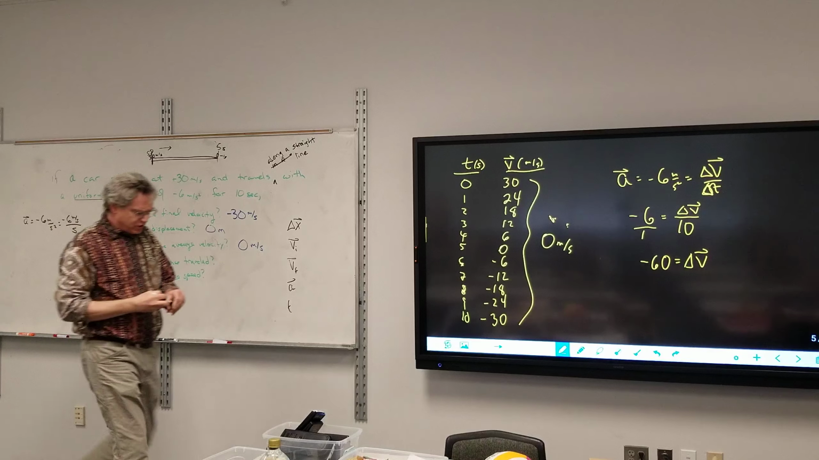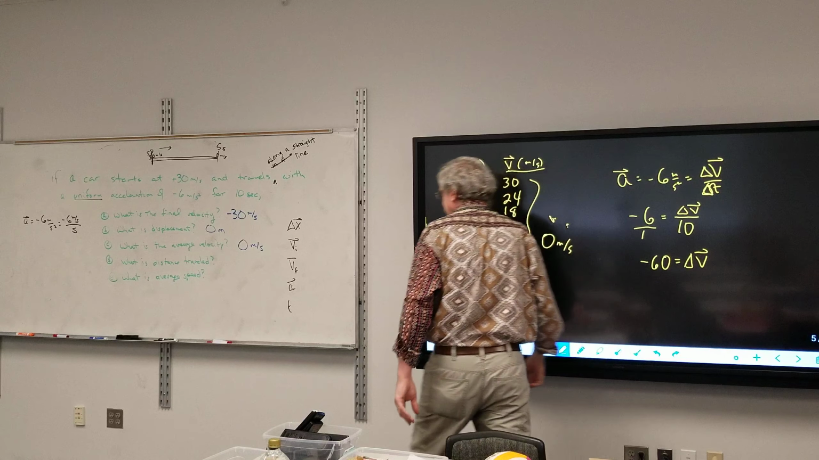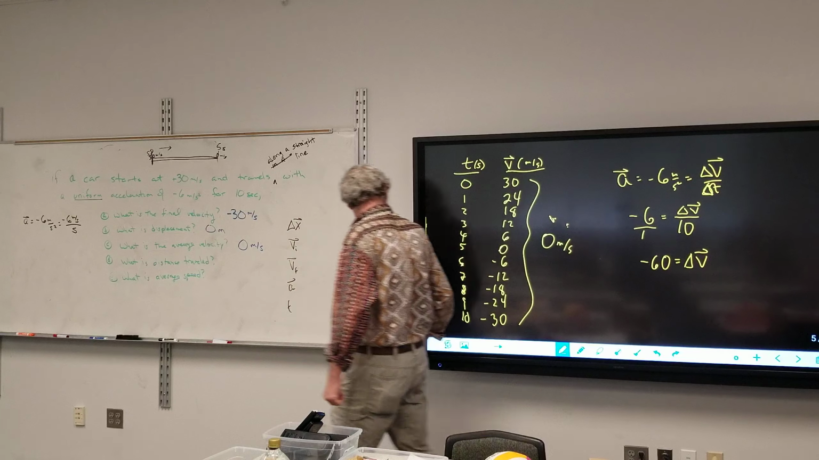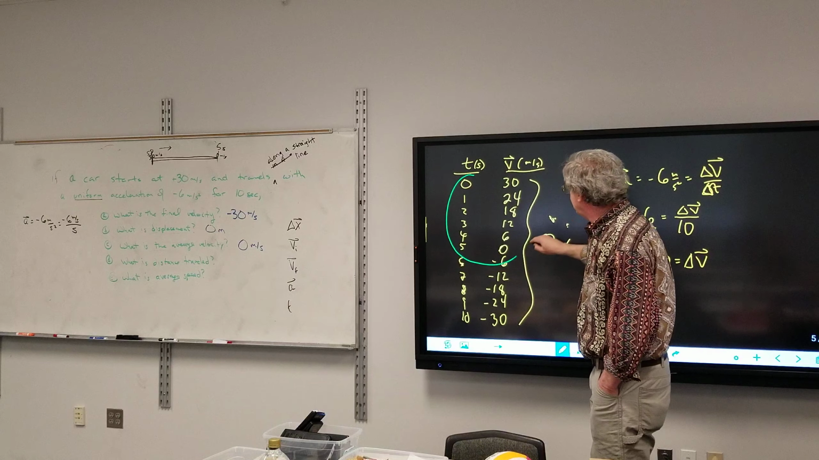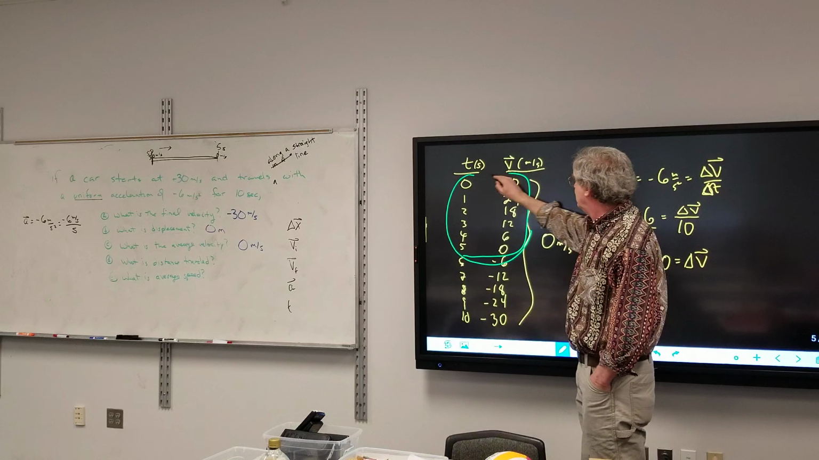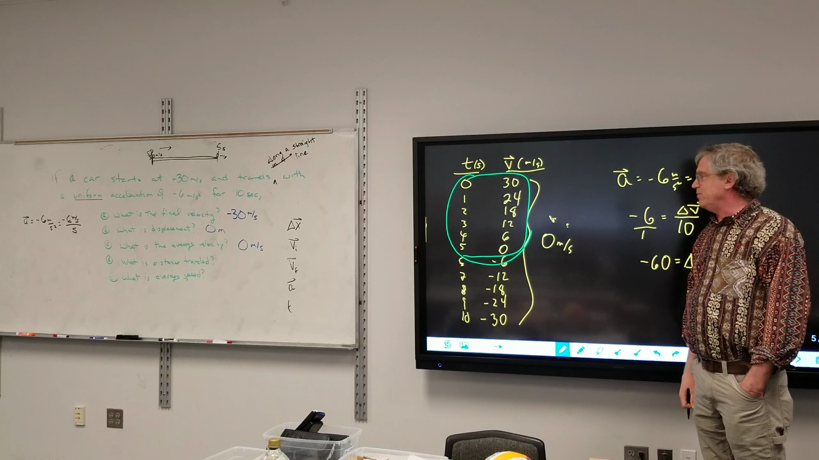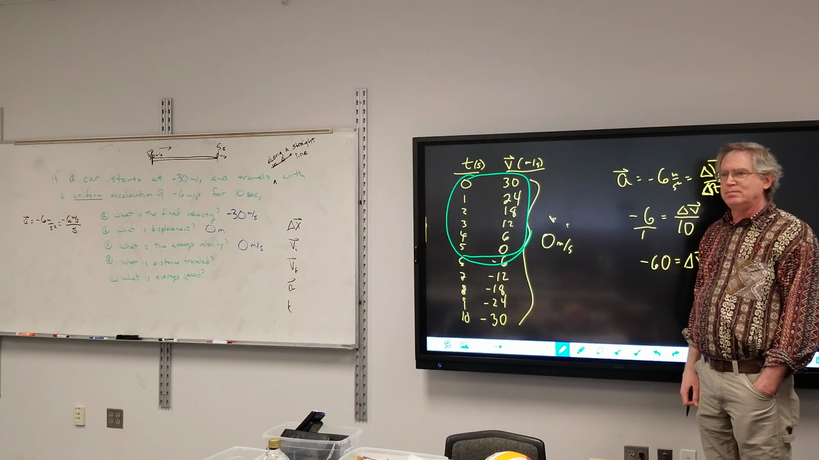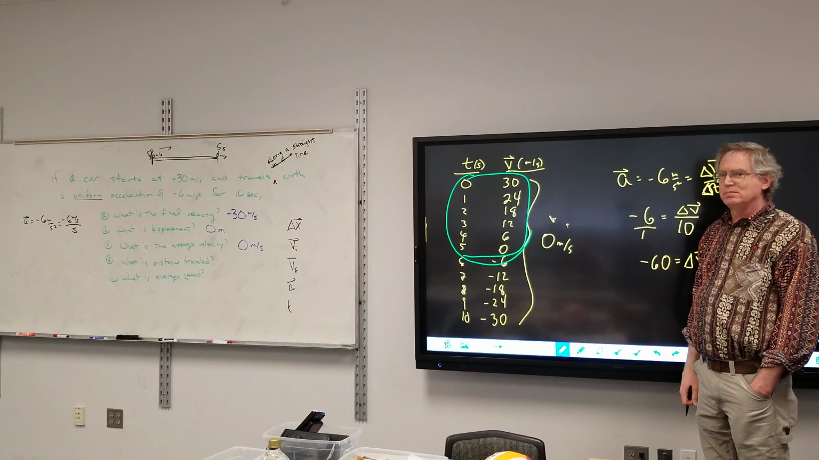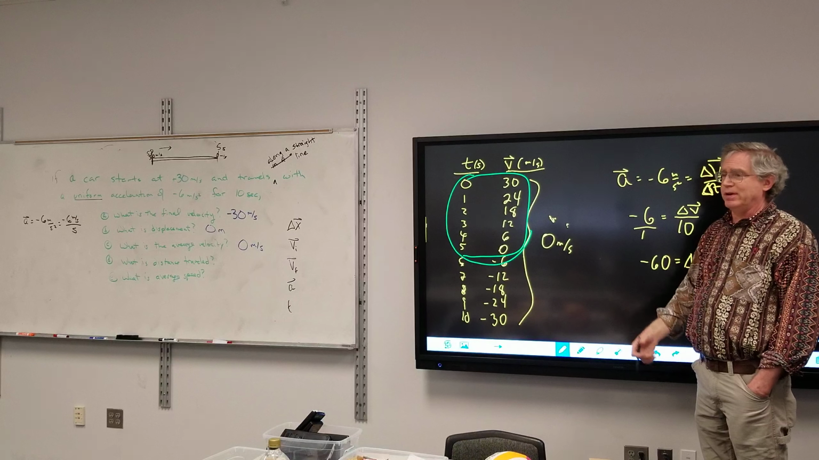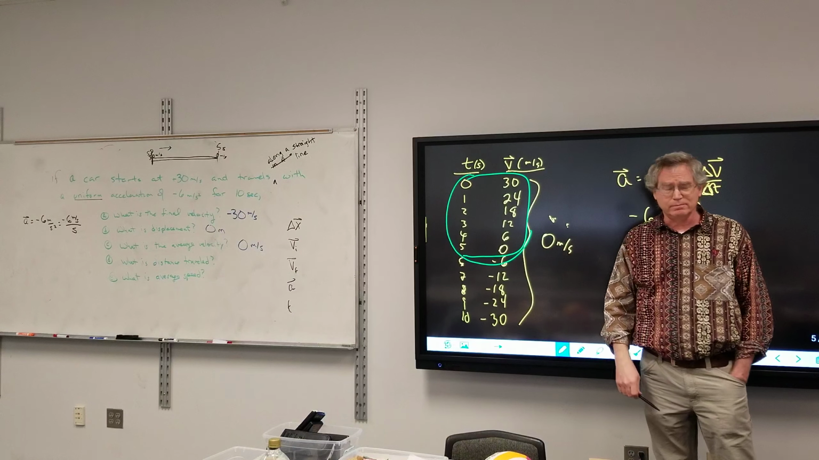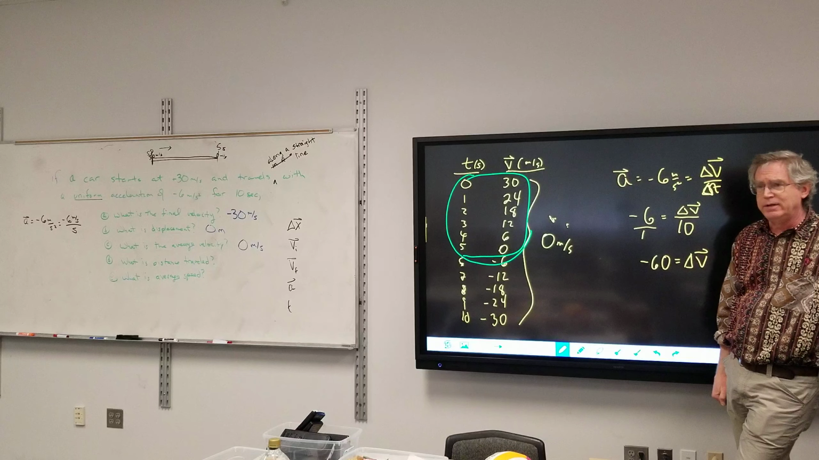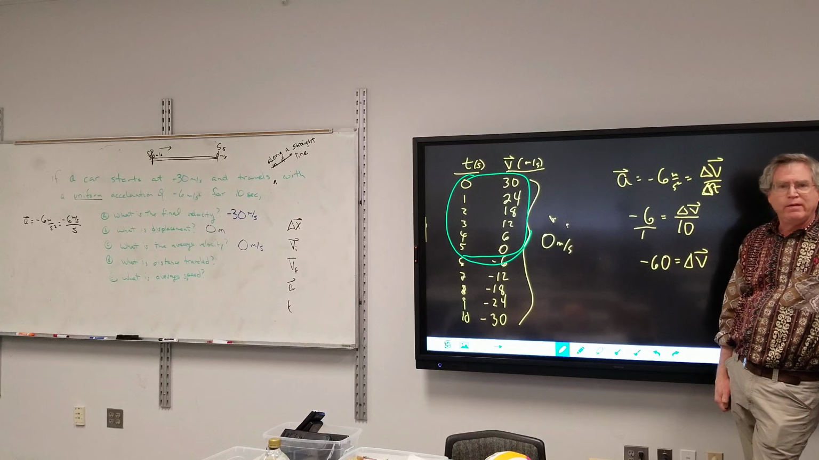So I'm looking at just this first range. I'm looking at this section right here. What is my average velocity for those first 5 seconds? Just pull out a calculator or use paper and pencil. I got 6 velocities here. What's the average? Probably 15, right?